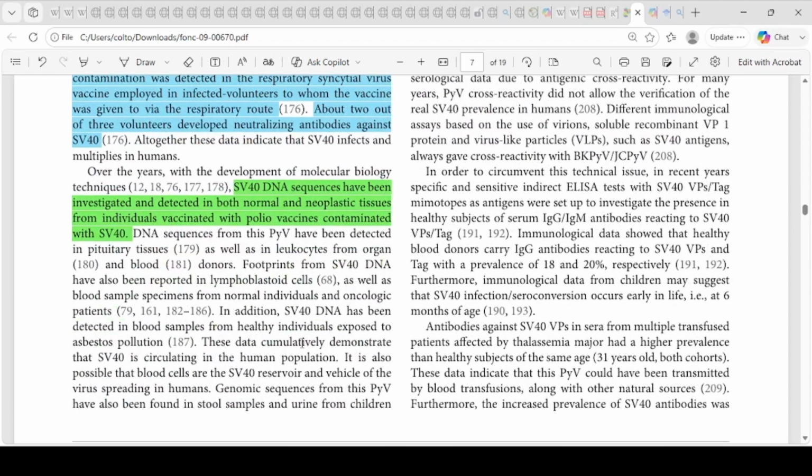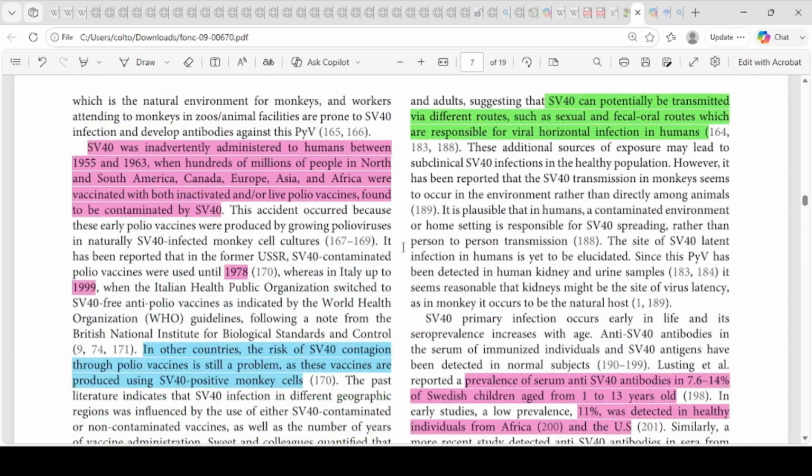We don't really need to dwell on the rest of this. They basically just talk about many different studies showing the presence of this virus in humans. They say it might be able to be transmitted sexually or through the fecal-oral route. So again, even people who weren't vaccinated, they can still be subjected to this virus and exposed to this virus, which might cause cancer.